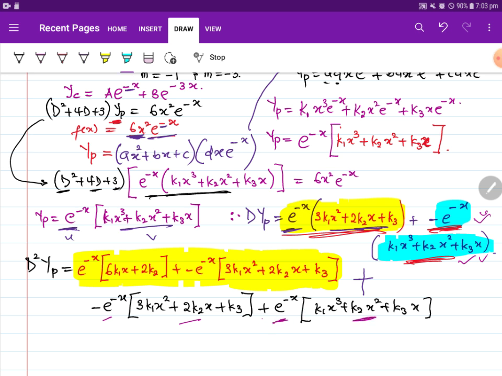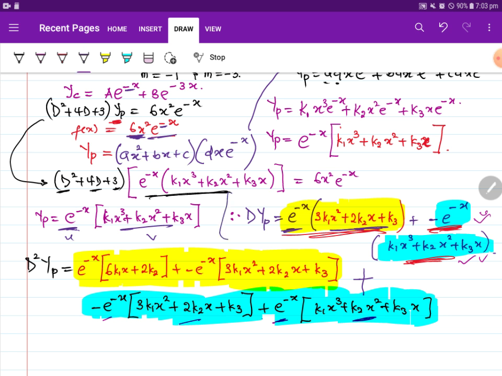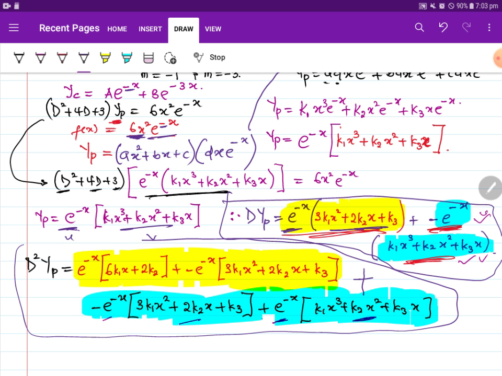Now let me highlight that one with blue so that you understand better. This part now is my what? This part here is the derivative of yp, and this part here is the second derivative of what? yp.